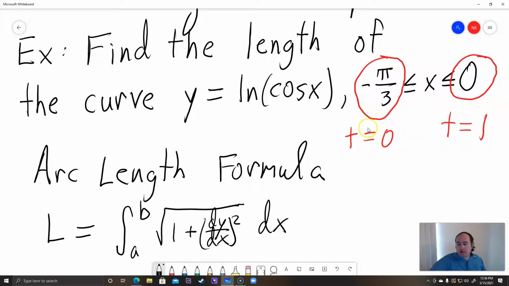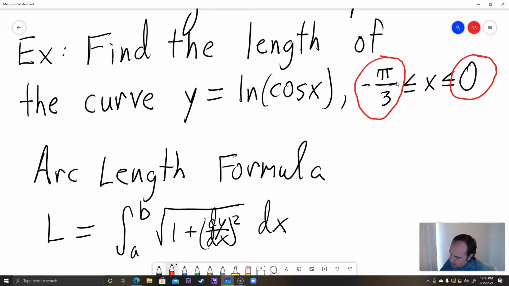In the discussion board problem, time starts at 0 and time ends at 1. But you're really not going to be using time because the variable here is actually x. So you're going to be going from x equals negative pi over 3 to x equals 0 in this one. The discussion board problem has somewhat different numbers, I think it's pi over 2 and 5 pi over 6, but it's the same idea.